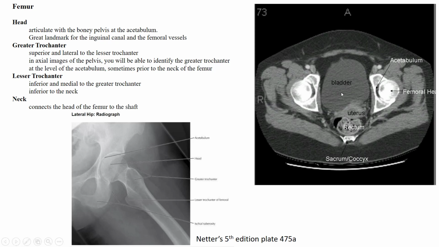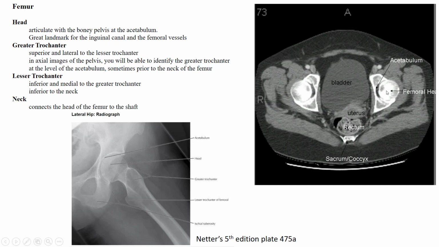When you look at the CT image, and again we're looking at this patient, this is the anterior portion, this is the posterior portion, right and left. So we're looking from the feet up toward the head. This is the sacrum and coccyx here at the back. Rectum is just anterior to that. Uterus anterior to the rectum.